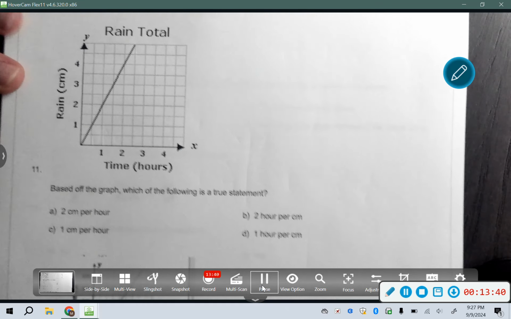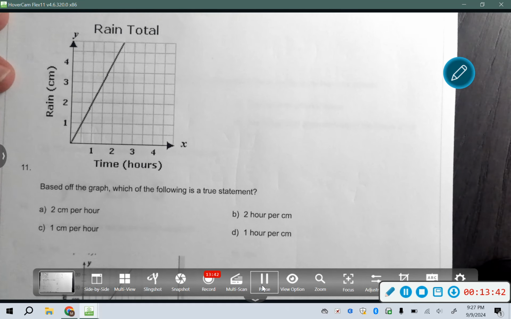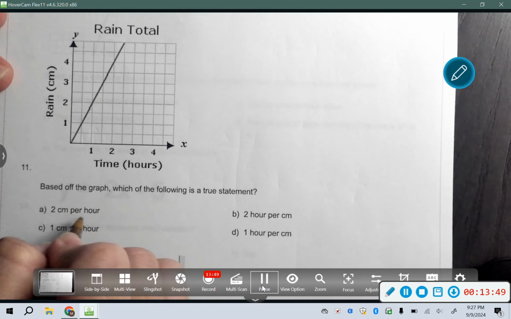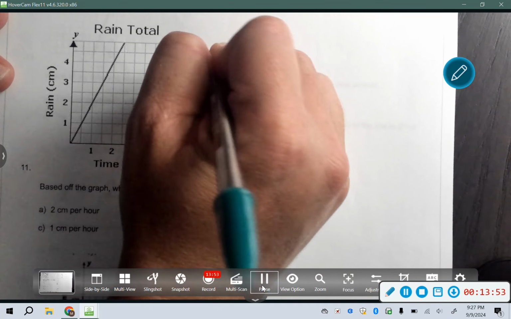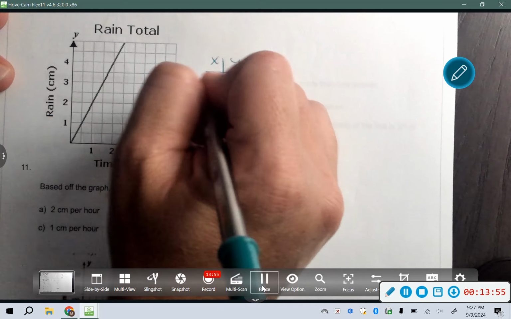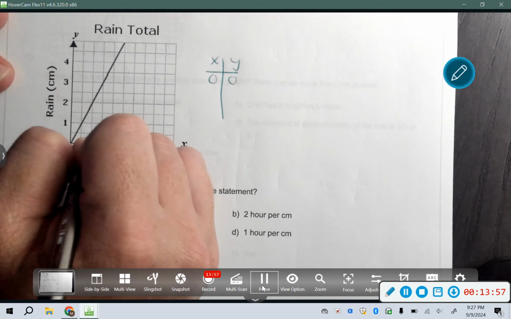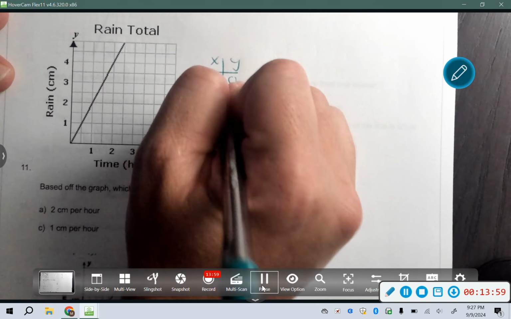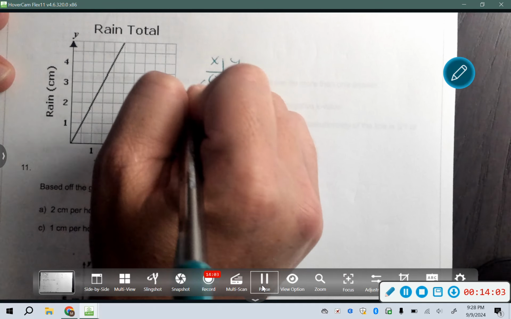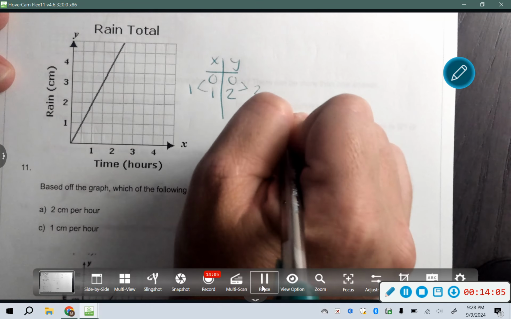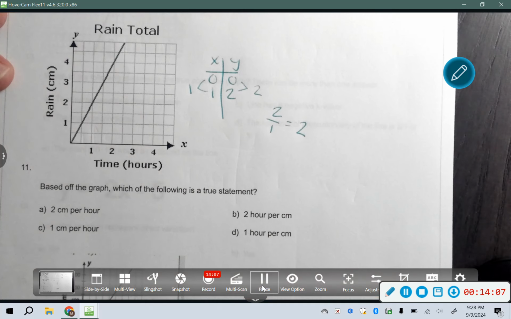Okay, looking at 11, it says based off the graph, which of the following is a true statement? So I know, looking at my graph, 2 centimeters per hour. I have to find my slope, so I can build a table. I know it goes through (0, 0). I also know it goes through (1, 2). So 2 minus 0 is 2, 1 minus 0 is 1. So I know my rate of change is 2.